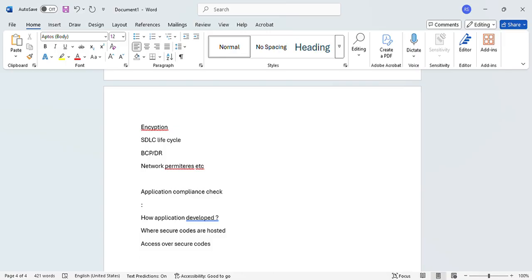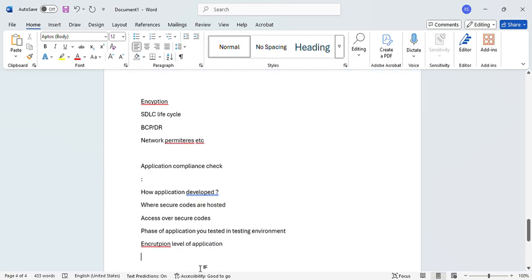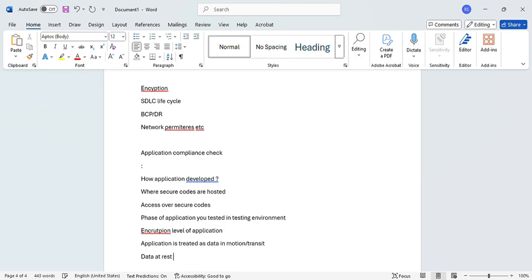Apart from this, what are the phases of the application you tested in the testing environment? What is the encryption level of the application? How is the application treated: as data in motion or transit, or data at rest?